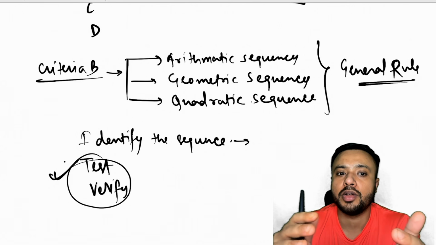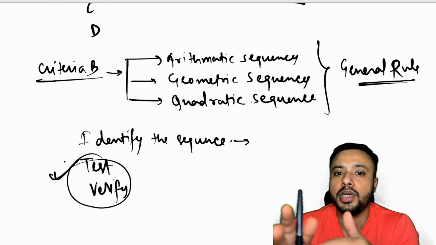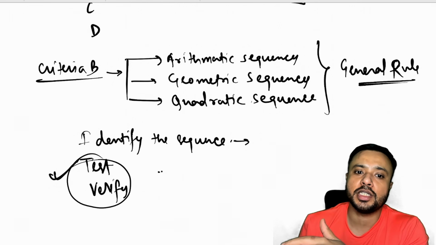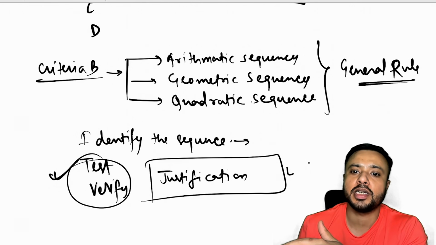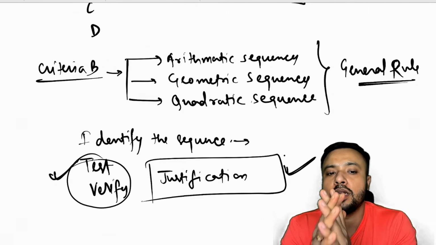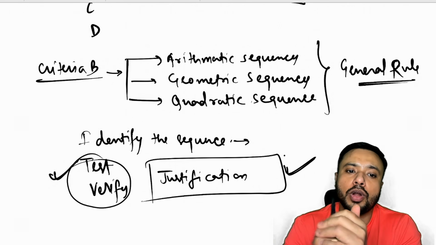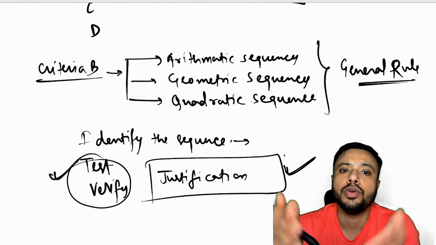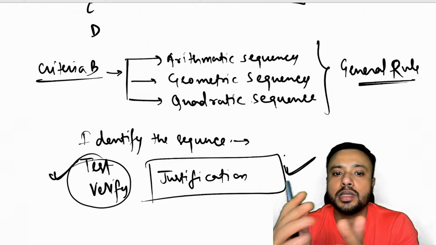Or I will try to make a different video on this particular criteria B later, in 1 or 2 days. Testing, verification, and justification: these three are extremely important for criteria B, guys. Criteria B is incomplete if you don't know how to test your general rule, how to verify your general rule, and how to justify your general rule. So it is very important for all of you to know how to perform these three operations.